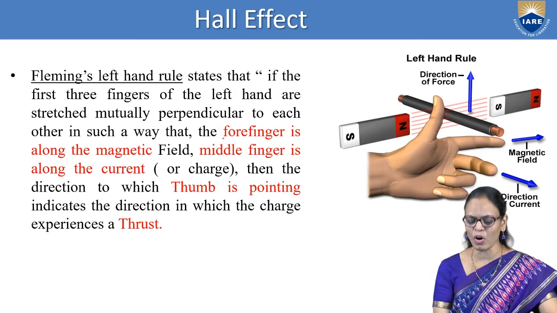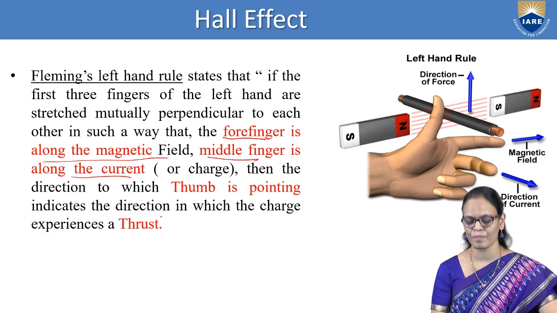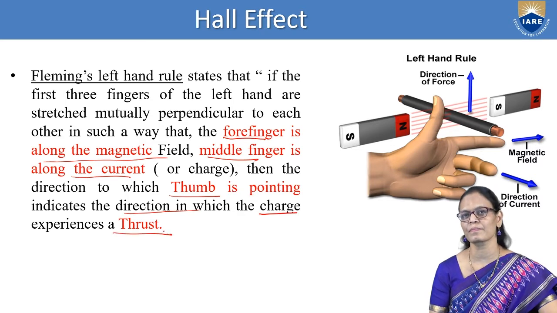And if the forefinger represents the magnetic field, the middle finger denotes the current, then the thumb is pointing in the direction in which the charges experience thrust. This is what we need to understand. So let me explain this with the help of this diagram. We are stretching the three fingers, the thumb, the forefinger and the middle finger, perpendicular to each other.